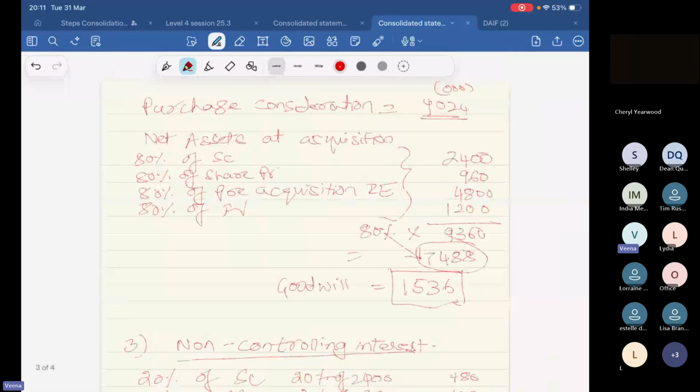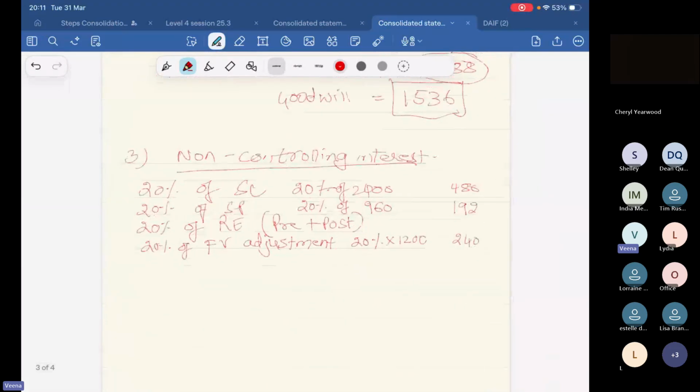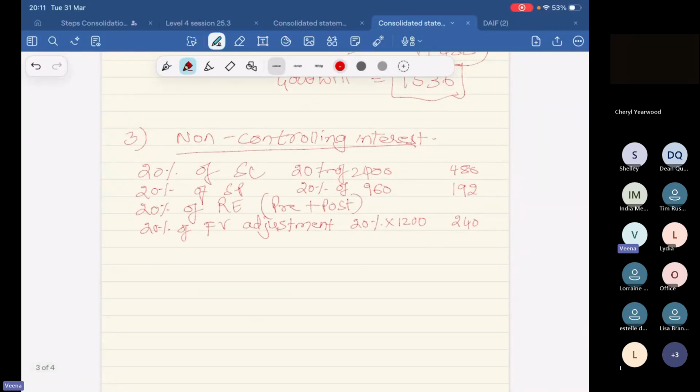So what am I doing here? I'm trying to calculate the non-controlling interest. Why am I doing that? So that the balance sheet is complete. 80% belongs to the parent company, 20% belongs to the non-controlling interest. Who are the non-controlling interest? Daniel, because they don't have any controlling power now. They can't control. That is why it is called non-controlling. What stays with them is the 20%. 20% of fair value adjustment is this.